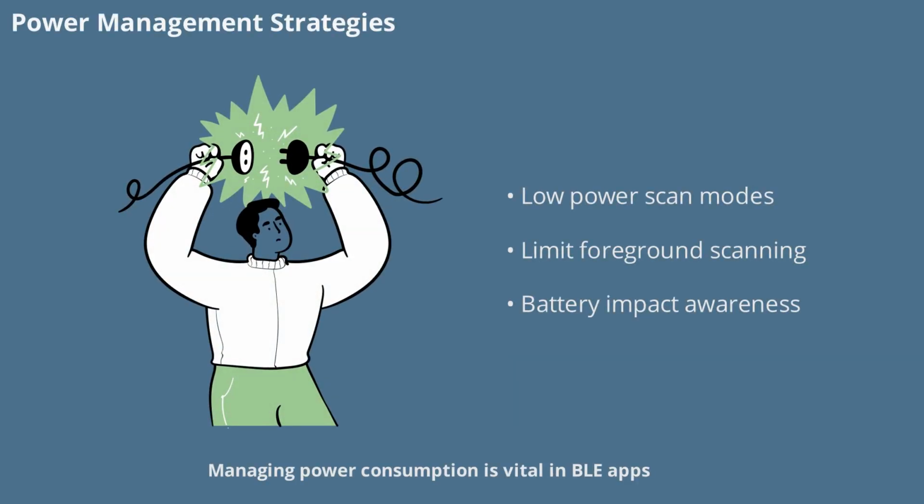Managing power consumption is vital in BLE apps. Use low-power scan modes for long-running scans and limit scanning to foreground activity. Avoid continuous scanning unless necessary and always consider battery impact. Implementing power-saving strategies ensures your app is user-friendly and sustainable.